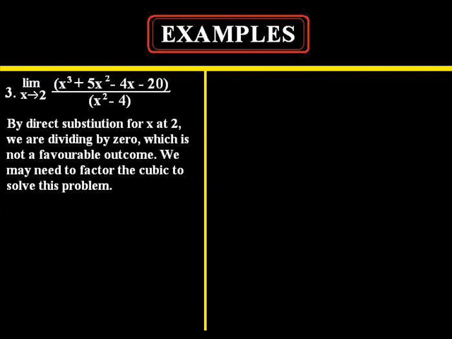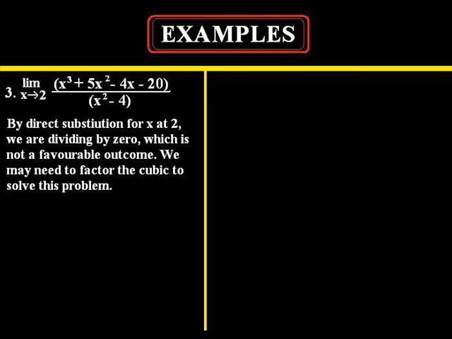Alright, example number 3 is a little bit more tricky, so we need to pay attention. It's asking us to find the limit as x approaches 2, and as you can see on the bottom, the denominator is x squared minus 4, but if we plug in an x there, we're going to get 4 minus 4, and we're going to be dividing by 0. So by direct substitution, we're getting a non-favorable outcome. So we may need to factor the cubic in order to solve this problem.